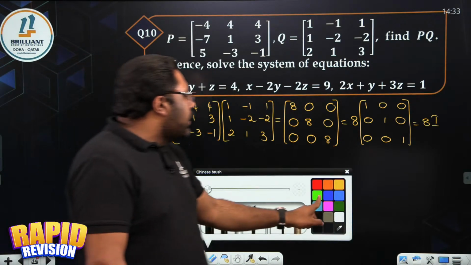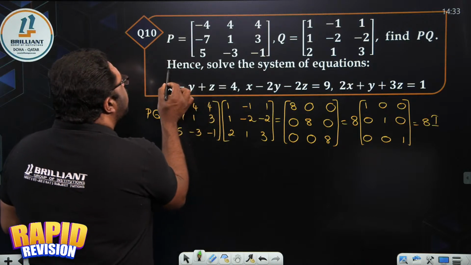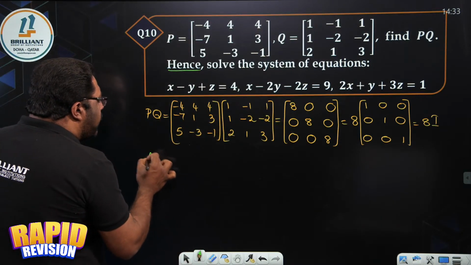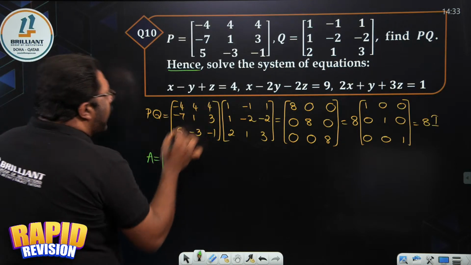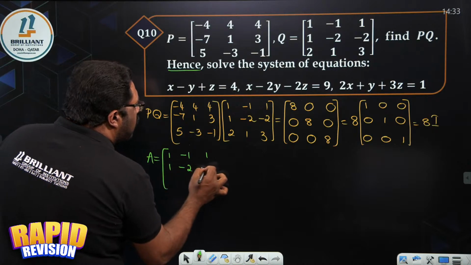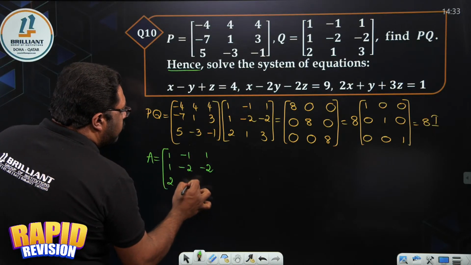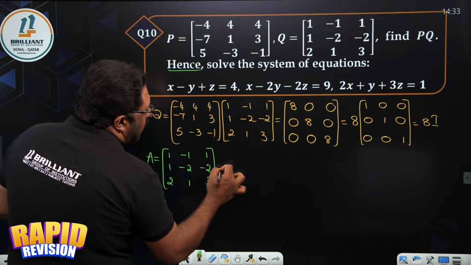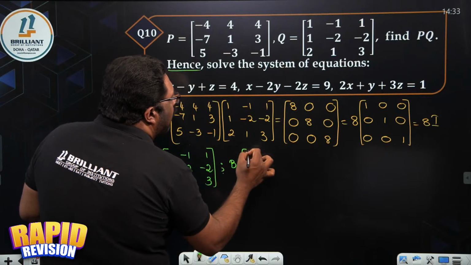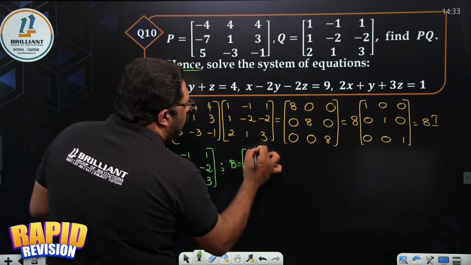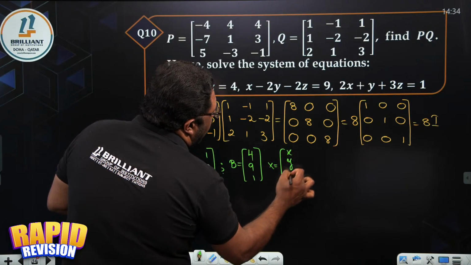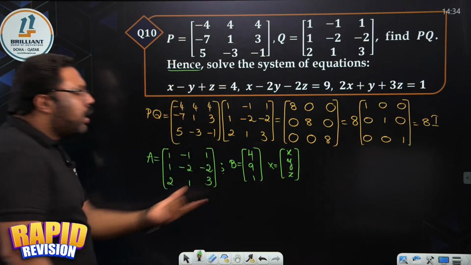Now I'm going to solve the system of equations, hence solve. So you have to use this product to solve it. So let me see, what's my A? 1, minus 1, 1. 1, minus 2, minus 2. 2, 1, 3. This is my A. Okay. Now what's my B matrix, the right hand side matrix? 4, 9, 1. And my unknown matrix, x, y, z. Okay, now I'm ready to solve this now.